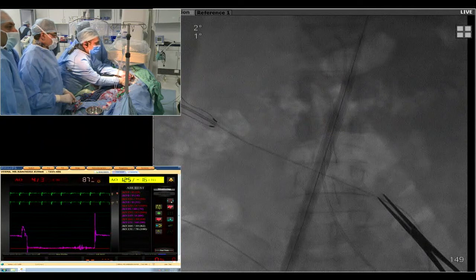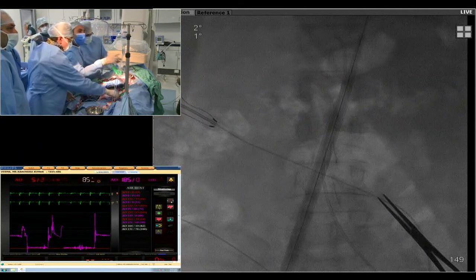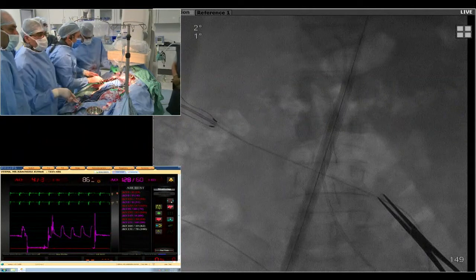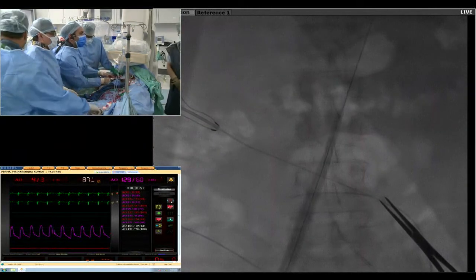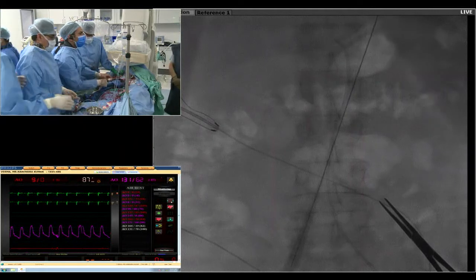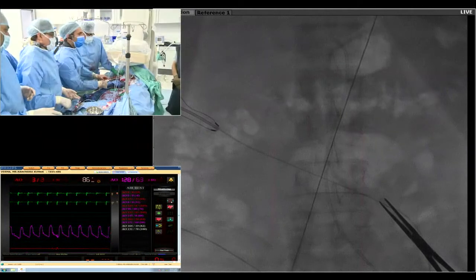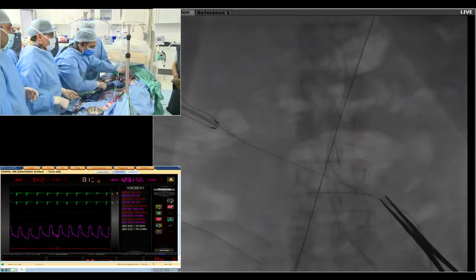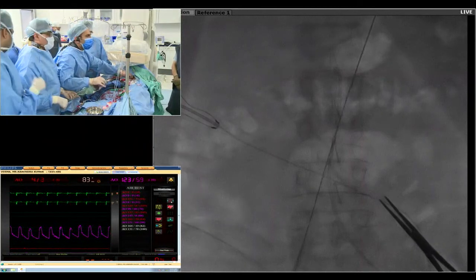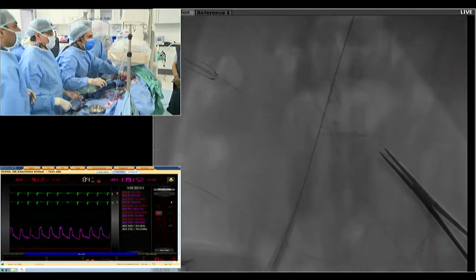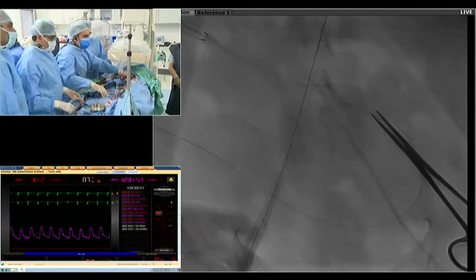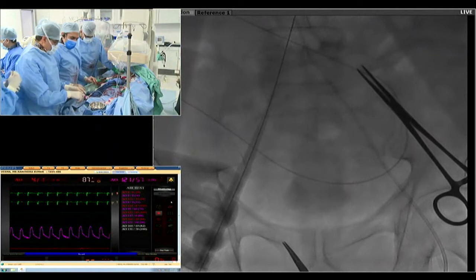Flush, please. Okay, that's fine. So the pressure should always be on. And once we come out of this abdominal aorta into the external iliac artery, we'll take one small picture. Make sure there's no perforation or damage happening to the common iliac artery there. Let's take a picture here. This one, right there.